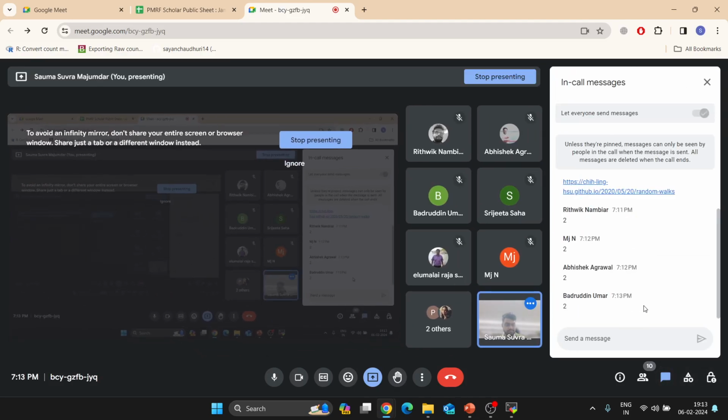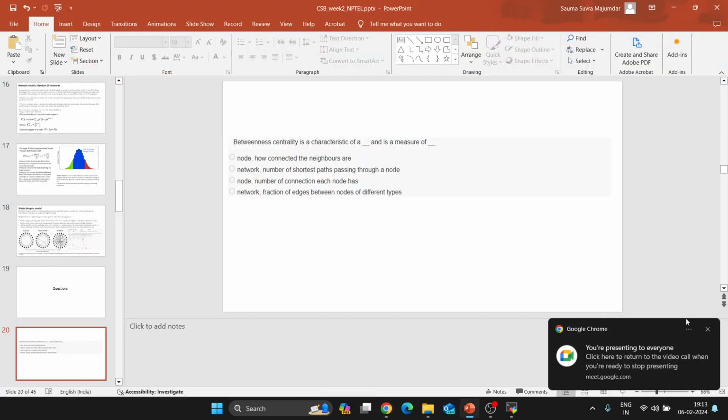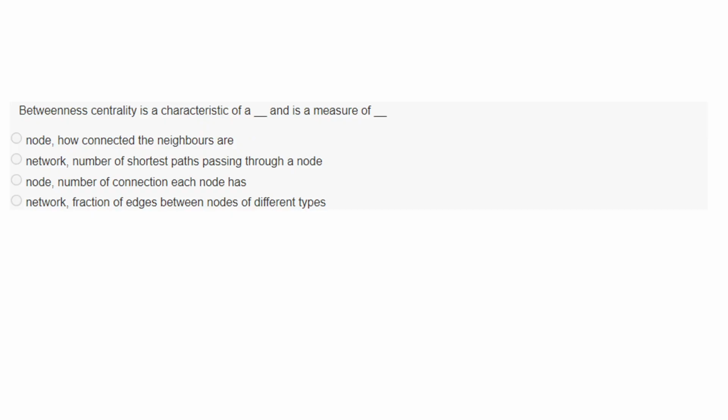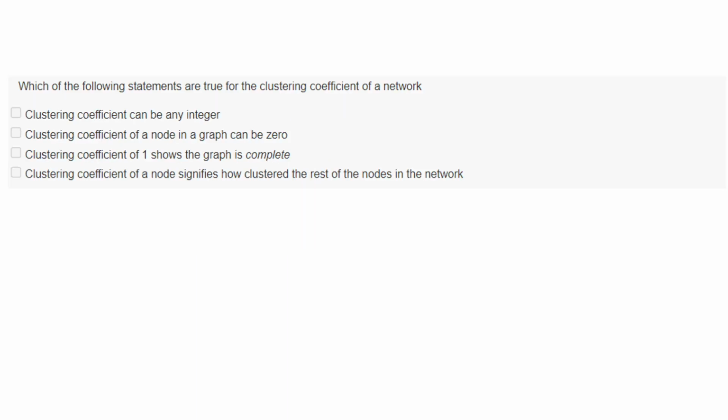Okay. We have a couple of answers. Yeah, all of you are correct. Betweenness centrality is a characteristic of the network, not a node, and it is a measure of the number of shortest paths passing through the network. So yeah, let's move on to the next one.